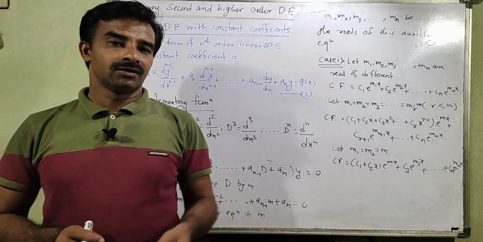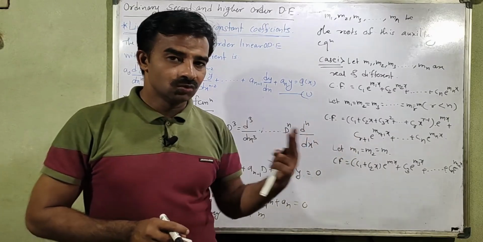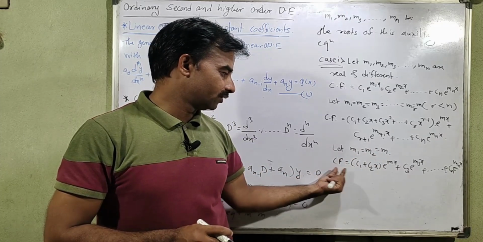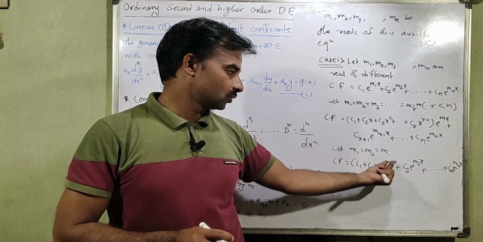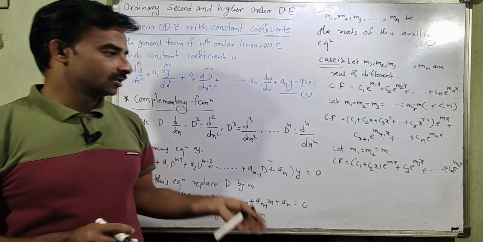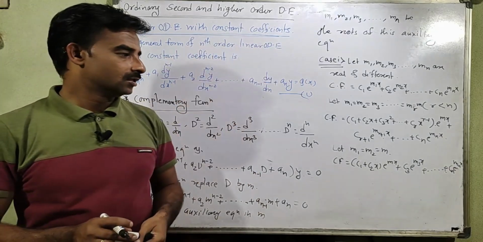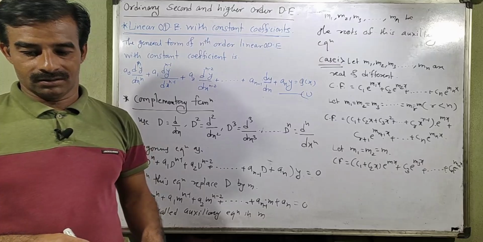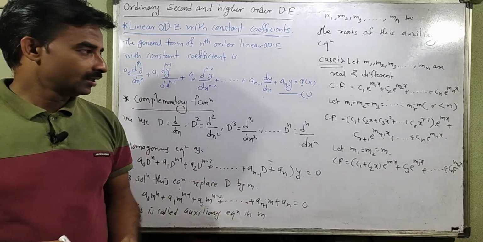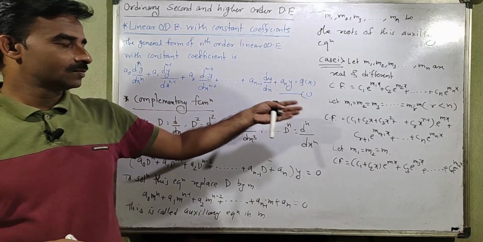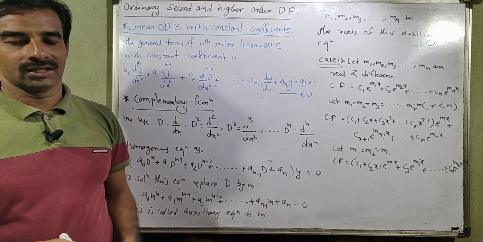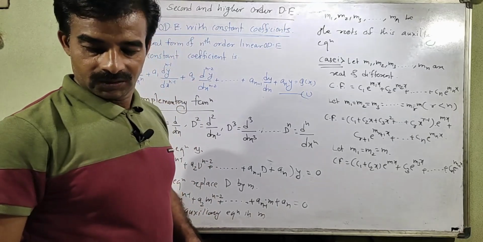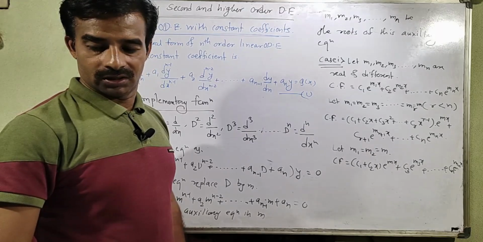We are going with a particular condition, which is nothing but two roots being the same. That means m1 = m2 = m. Then the complementary function is (c1 + c2x) e^(mx) + c3 e^(m3 x) + and so on up to cn e^(mn x). Okay, this is case number 1. We are going with the relations between the roots of the auxiliary equation m1, m2 and so on up to mn. We will go through case number 3, 4 and so on later.